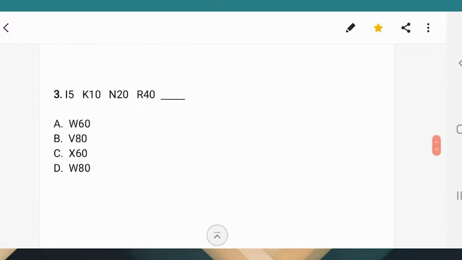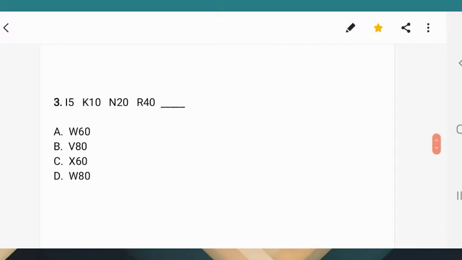Yes, number 3. I5, K10, and 20 are 40. So what's next? If you observe the letters, I, J, K. J is missing, so it's in the middle. Then K, L, M, N. L and M are missing, so it proceeds to N. Then M, O, P, Q. So it's three now, guys. M, O, P, Q, R. This is R. So four letters should follow. Then S, T, U, V. So W should be next.